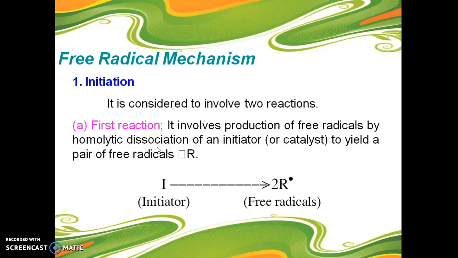First we will discuss the free radical mechanism. Here, the initiation is considered to involve two reactions. The first reaction involves the production of free radicals by homolytic dissociation of an initiator or a catalyst to yield a pair of free radicals. Here I is an initiator and it dissociates into two free radicals.